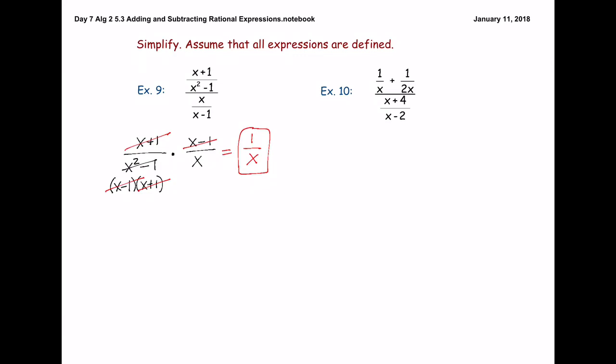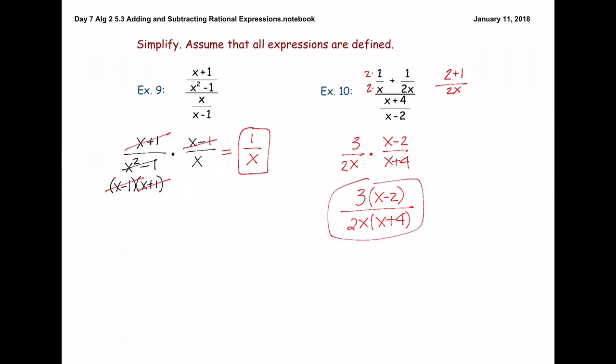Looking at the next one, we'll have to find a common denominator in the numerator, so we need to multiply this side by 2. So we have 2 plus 1 over 2x. So 3 over 2x, we multiply by the reciprocal. So we have 3 times the quantity of x minus 2, 2x times the quantity of x plus 4, and we are finished.